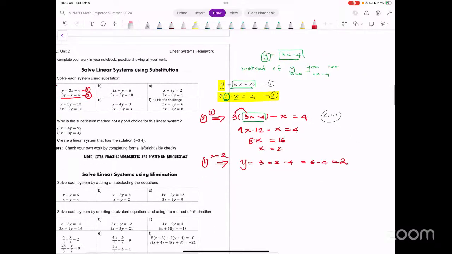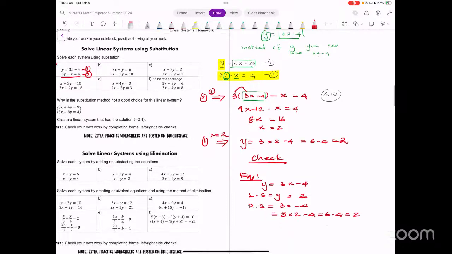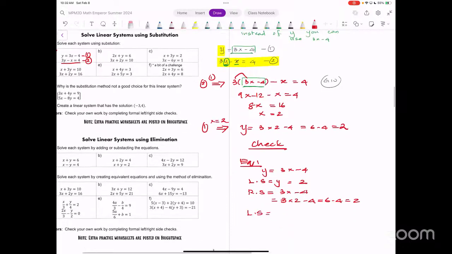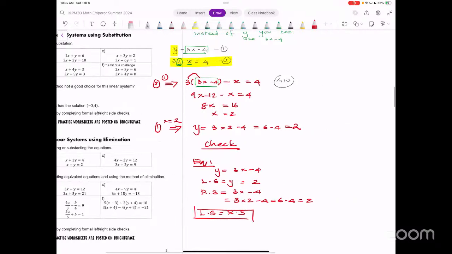Then we do the check. Equation 1: y is equal to 3x minus 4. Left hand side is y, which is equal to 2. Right hand side is 3x minus 4, x is 2, 3 times 2 minus 4, 6 minus 4, which is 2. So we got left hand side equal to right hand side on equation number 1.